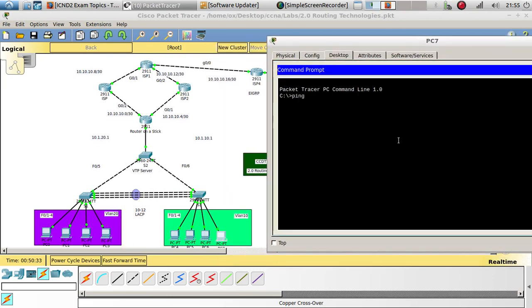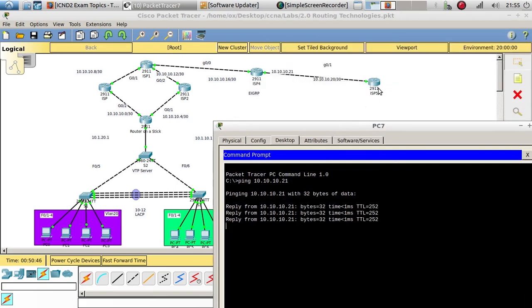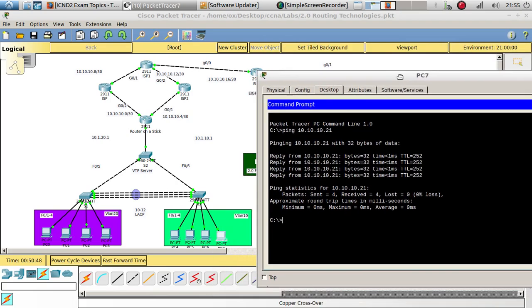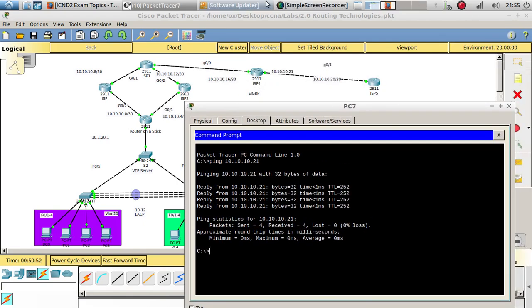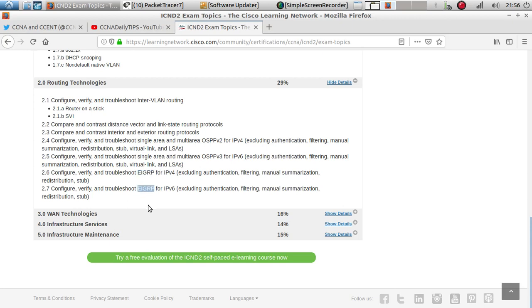So let's go ping 10.10.10.21. And here we go. So we are able to ping this router all the way over here. Okay, so let me go back over here, and this is it for this video.